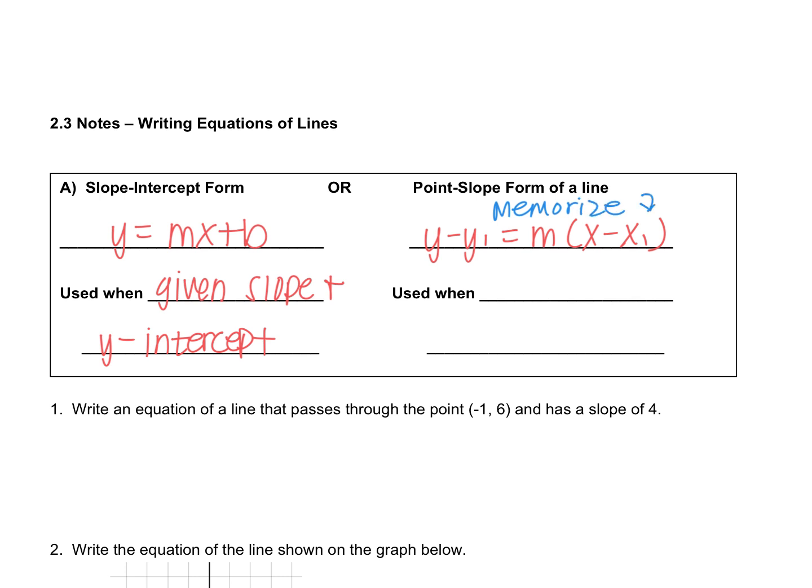We use point-slope form when we are given the slope and a point, or when we are given 2 points. So there's 2 options for point-slope form. We could either be given the slope and 1 point, or we could be given 2 points. We would then have to find the slope and then use one of those points. But those are the 2 options when you're given those things to use point-slope form.